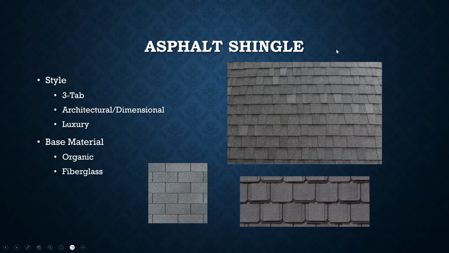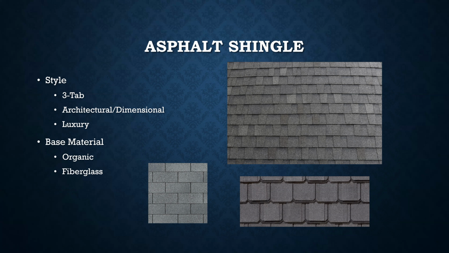There's three general shapes you can buy this in. There's a three tab shape, which is the bottom left photo. There's an architectural or dimensional style shingle, which is the top right photo. And there's luxury style shingles, which is basically any other cut you could imagine that's fancy looking, that's textured and all this other stuff. You can get all kinds of shapes. That's what the luxury ones look like. They are, of course, the most expensive.